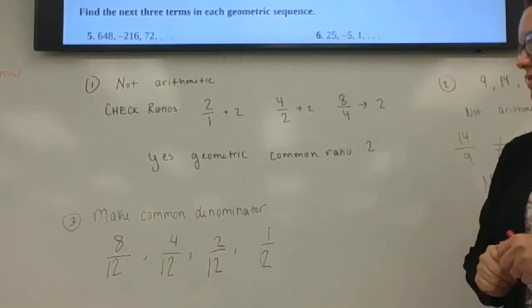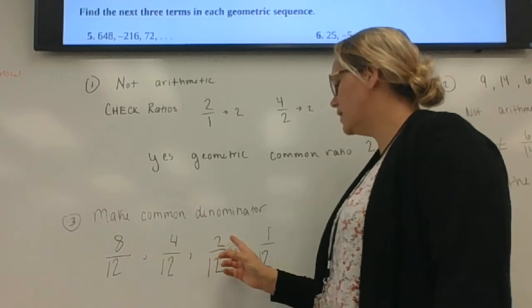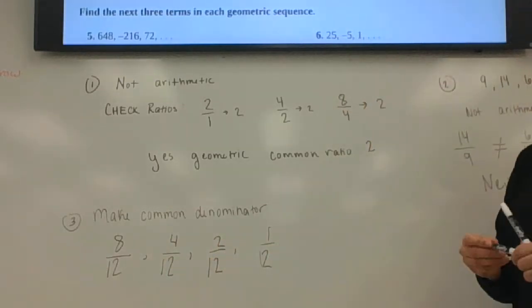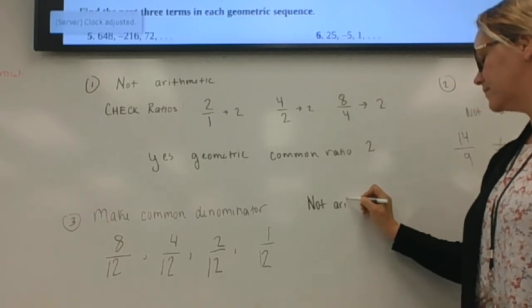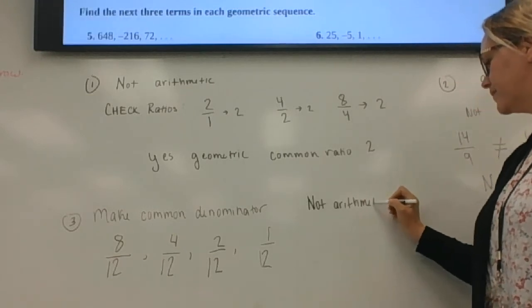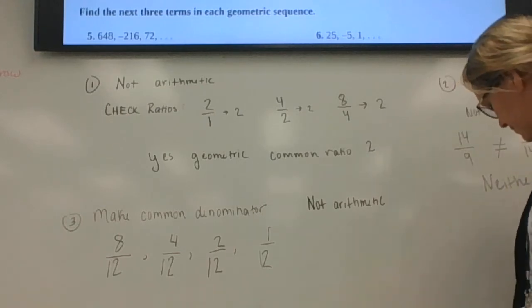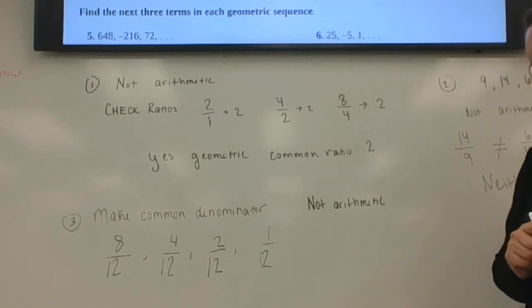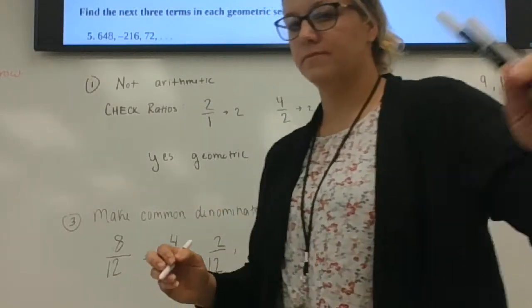Okay, so I can see now we're going down 4 twelfths, down 2 twelfths, and then down 1 twelfth. So it's not arithmetic. Is it being multiplied by something every time? By 1/2, you think? Let's try finding a ratio.